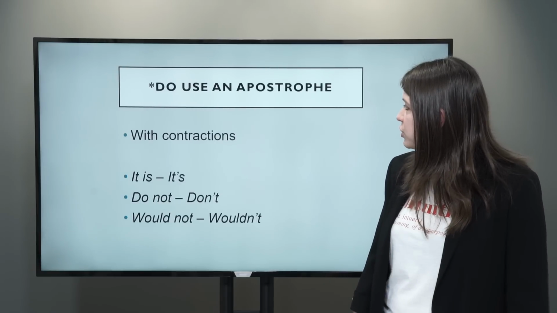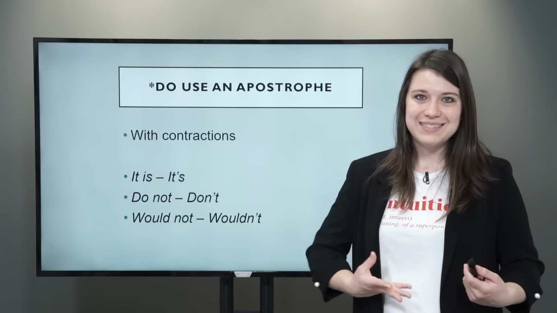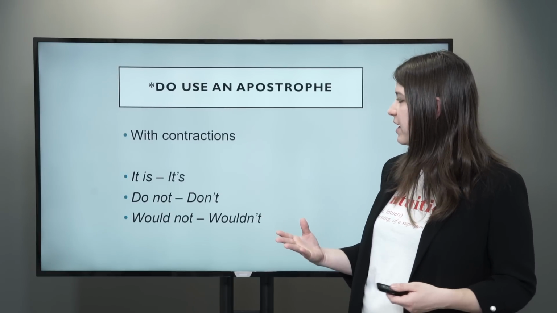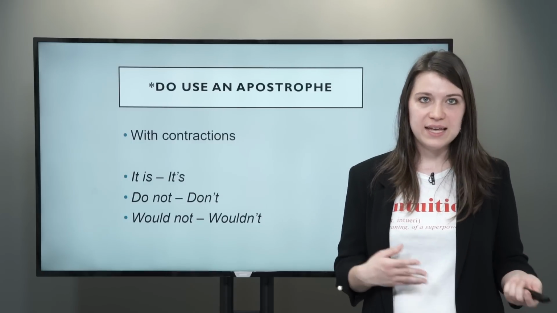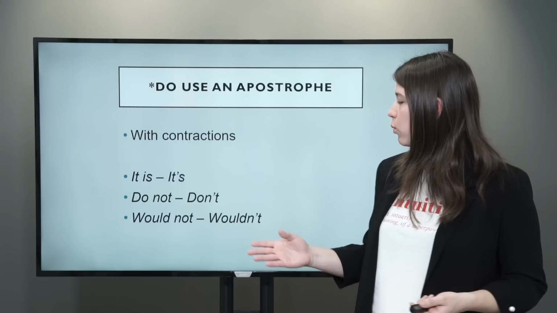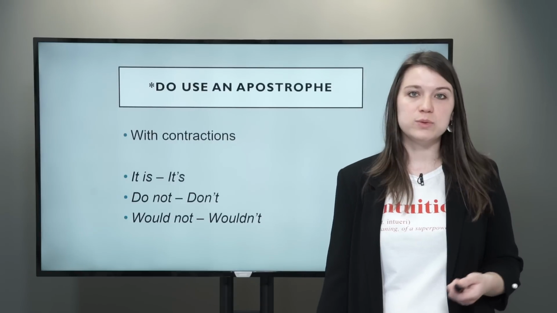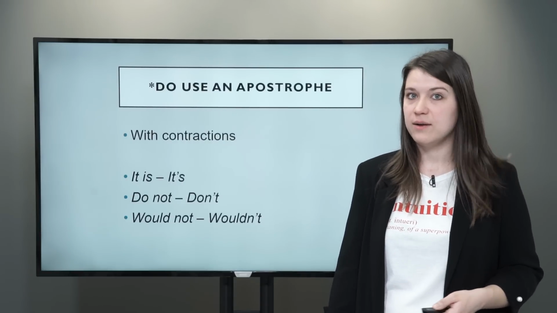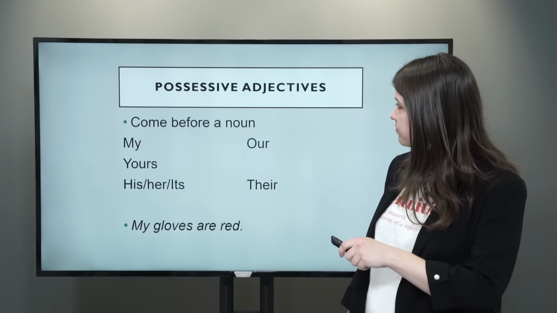Okay, cases when we do use an apostrophe. This is not possessive, but with contractions. All right, for example, it is, it's, do not, don't, would not, wouldn't. We need to use an apostrophe with these words.